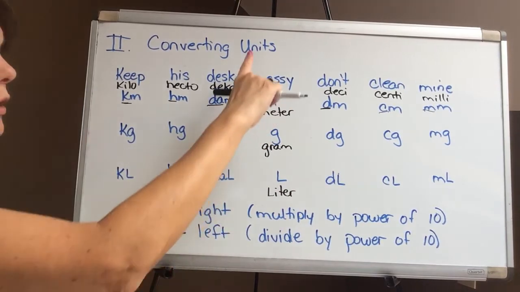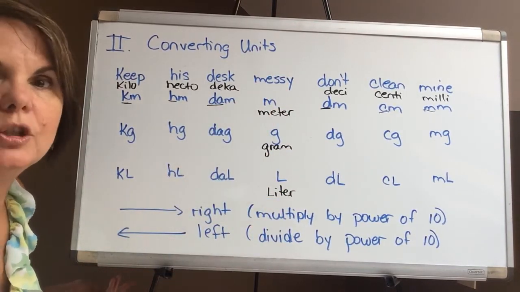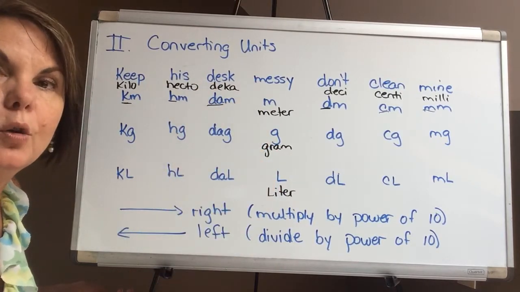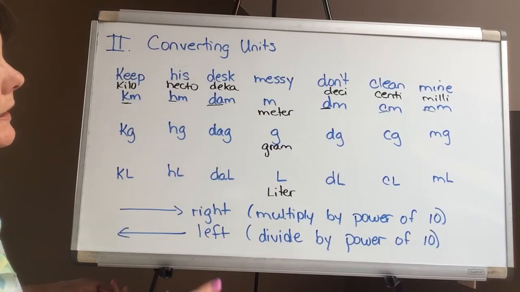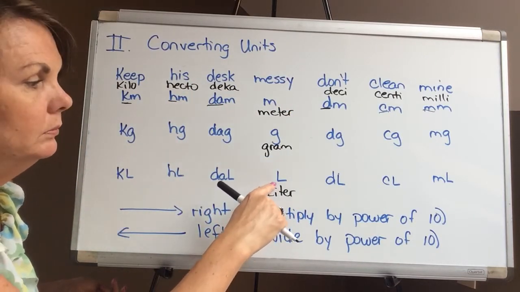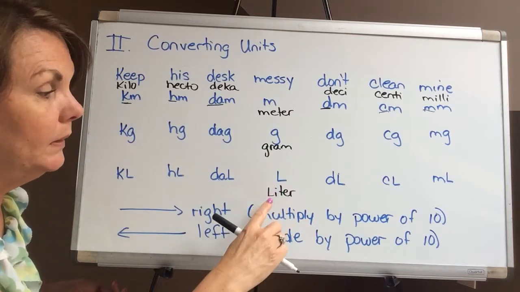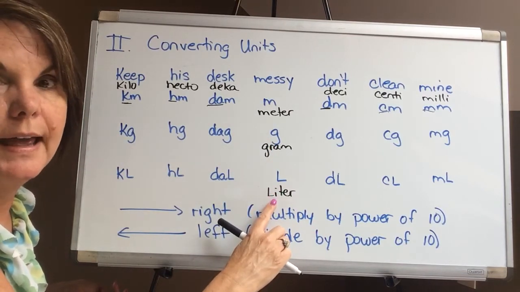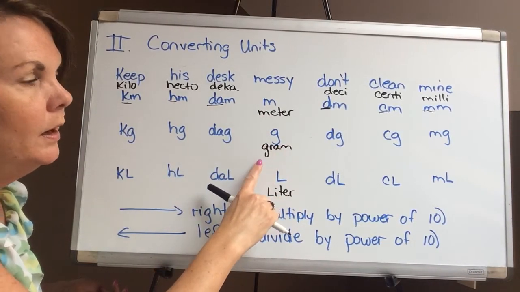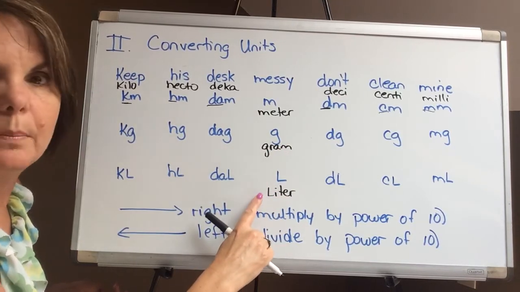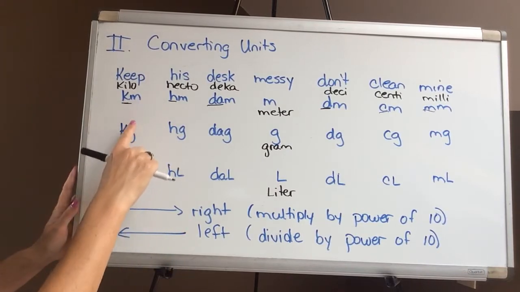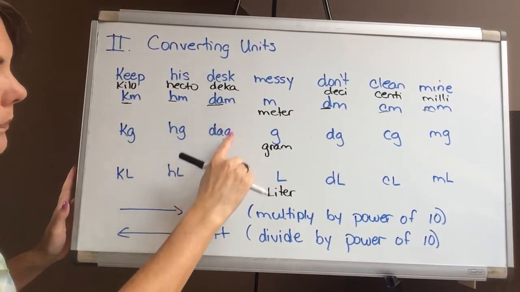All right? Now going down for the messy, we can change that adjective into keep his desk great and use the G for gram. Or we could say keep his desk, I don't know, little, whatever. And that's going to use the letter L. So this is the basic unit for length, for mass, for capacity. And yet the chart stays exactly the same. All you're doing is changing the last letter in each one.